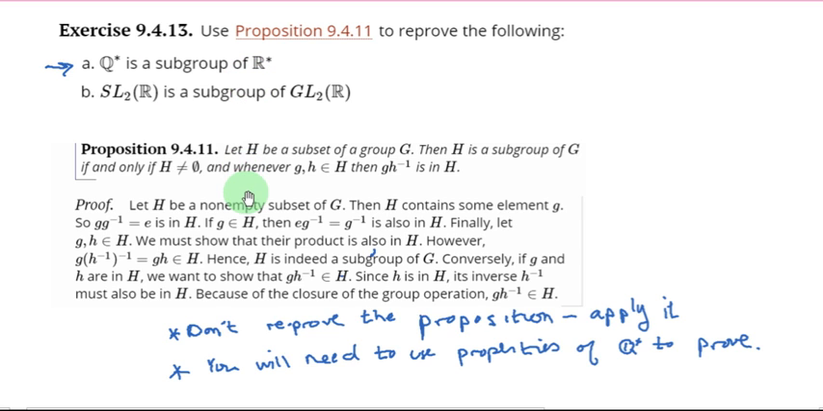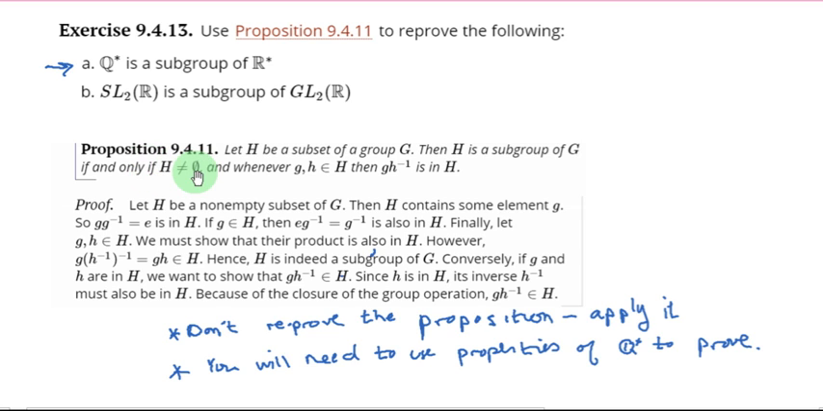Now, a couple of people went to solve this exercise. A couple of people reproved this proposition. Now, if you want to use the proposition, you don't reprove it, you use the result. Okay? Now, that's one thing. Another thing is that in order to apply this proposition, you're going to have to use properties of Q star. If you didn't use any properties of Q star, there's something wrong, because this is not true for any subset. It's only true for certain subsets that have certain properties. So, again, this proof is going to involve using properties of Q star.